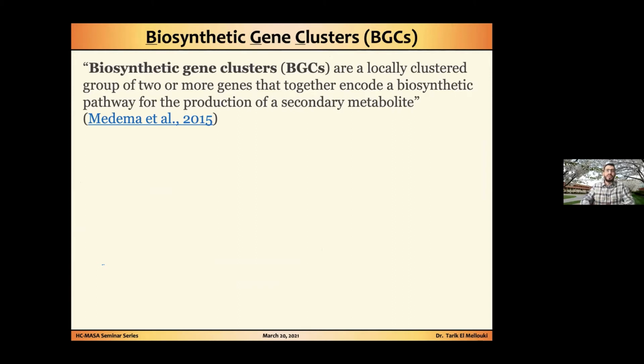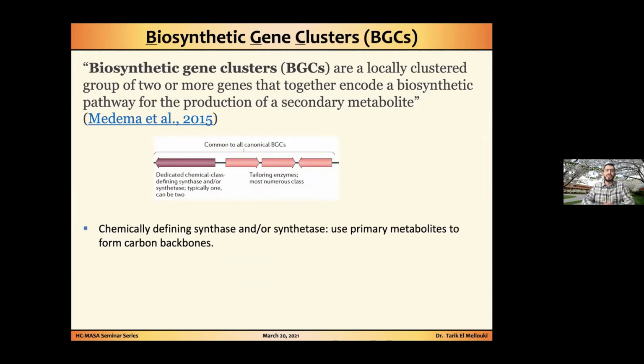For example, what you will find in a biosynthetic gene cluster are chemically defining synthases or synthetases. These take primary metabolites and transform them to make a carbon backbone. Additionally, what you will find in all canonical biosynthetic gene clusters, or BGCs, are what we call tailoring enzymes. Those are particularly important, as I can talk about later. But what do these tailoring enzymes do? They further modify the carbon backbone of the secondary metabolite. They might add or remove a functional group that might render that secondary metabolite active or inactive, depending on the downstream activity.